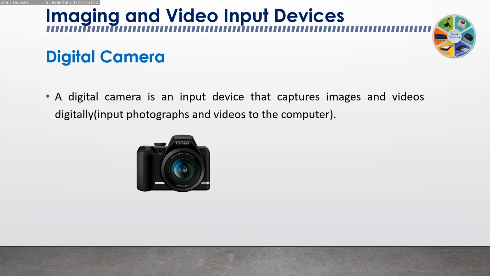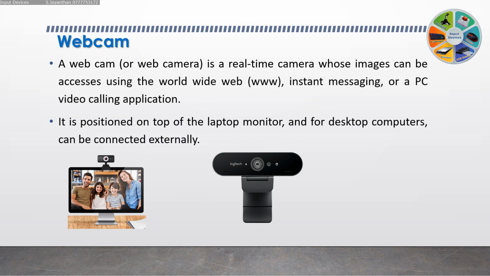Imaging and video input devices. So the first one is the digital camera. A digital camera is an input device that captures images and videos digitally. That means it inputs photographs and videos to the computer. Second one, webcam. A webcam is a real-time camera whose images can be accessed using the internet or video calling applications. It is positioned on the top of the laptop monitor, and for a desktop computer it can be connected externally.